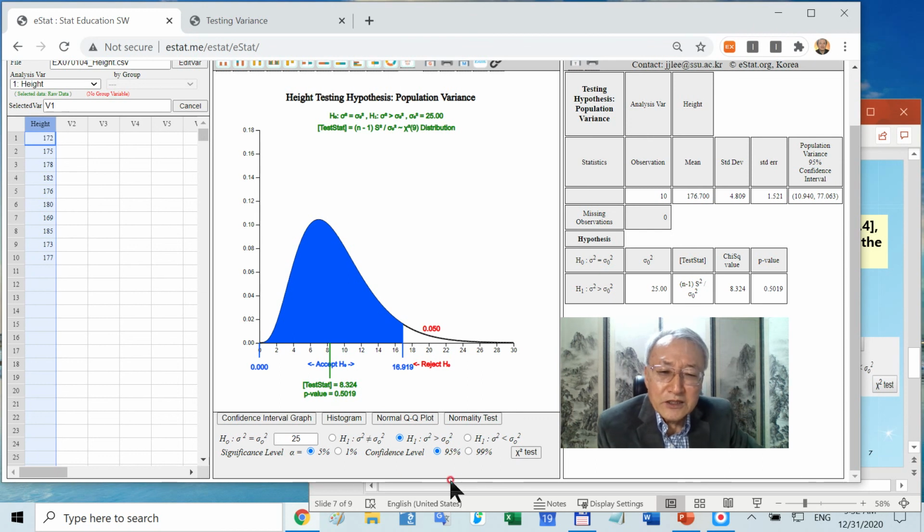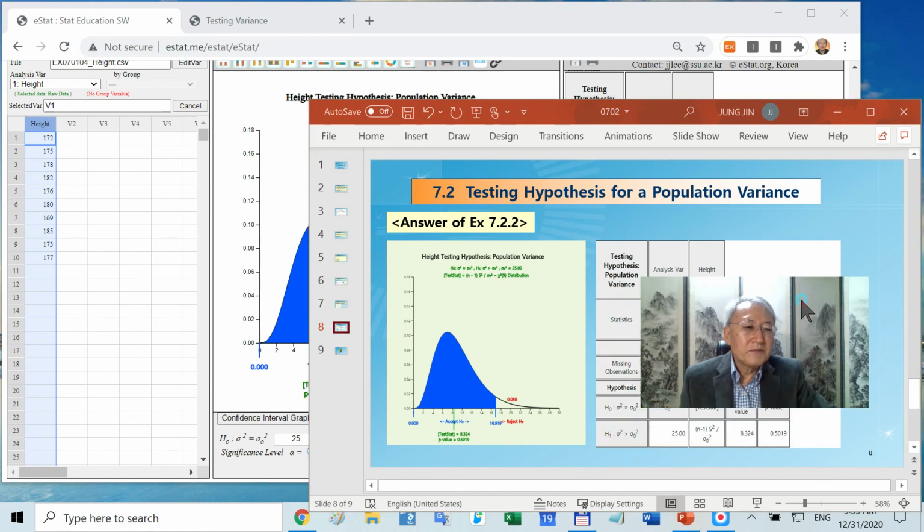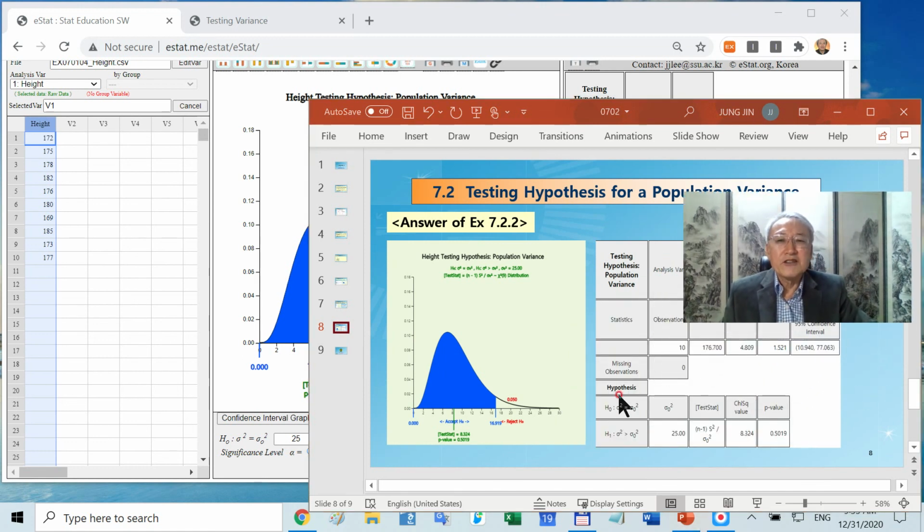Therefore, well, if you calculate the p-value, it is the value corresponding to the sample variance. It is more than 50%. Therefore, you will accept H0. This graph shows that. Okay, we studied this. Okay, this is the final result.